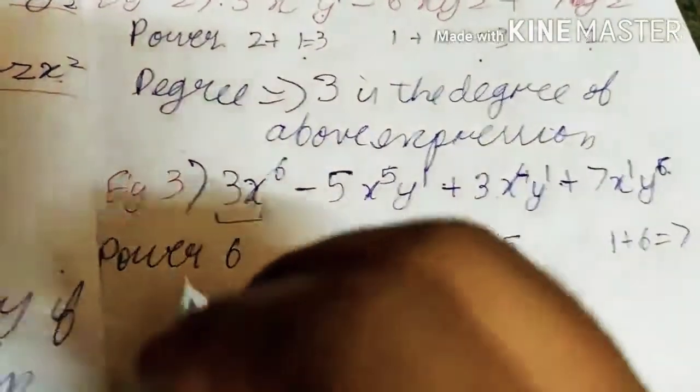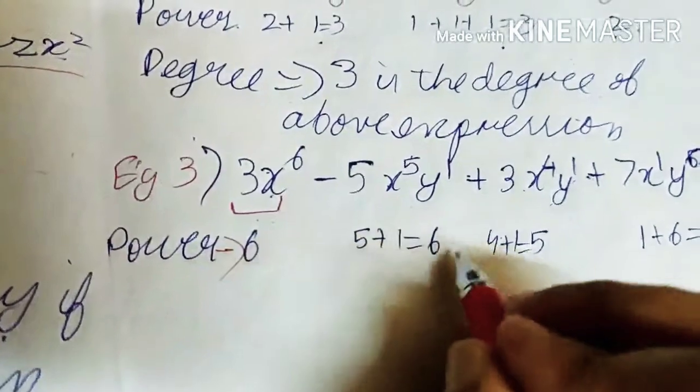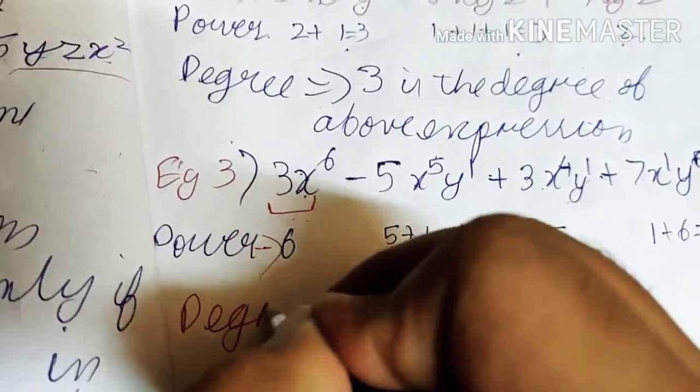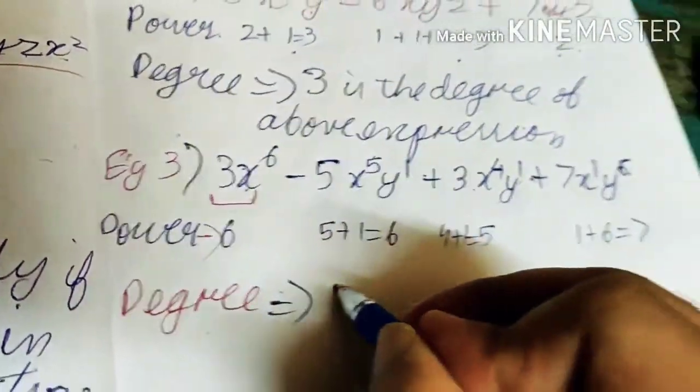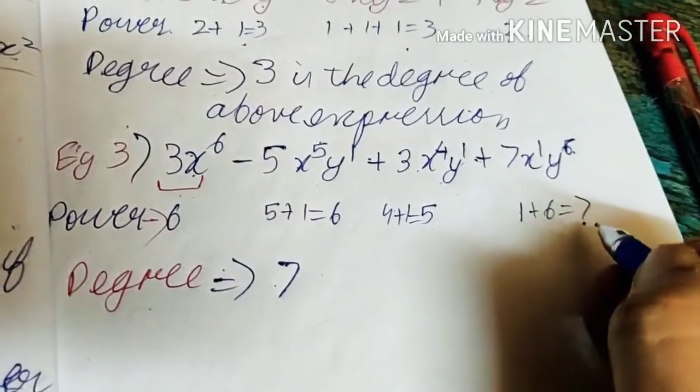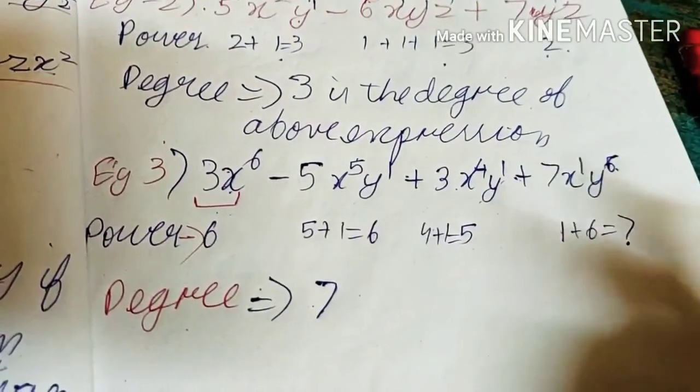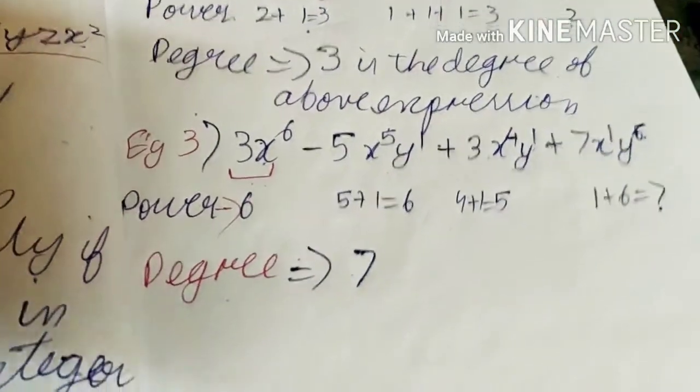So what is the greatest power here? 6, 6, 5 and 7. 7 is the greatest power, so the degree of the expression is 7. Got my point? The degree is 7.